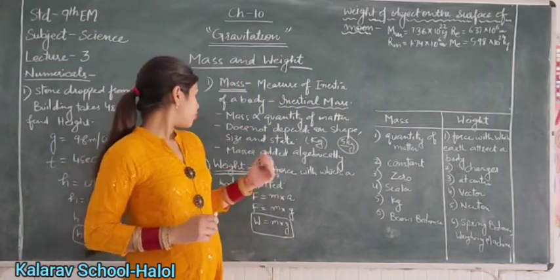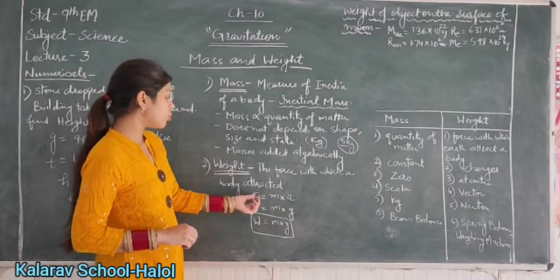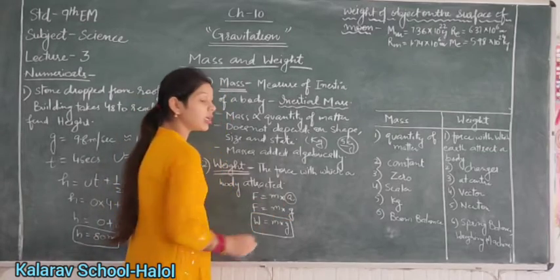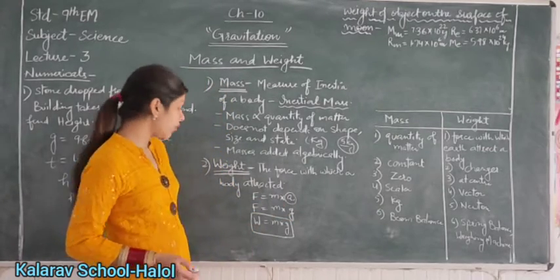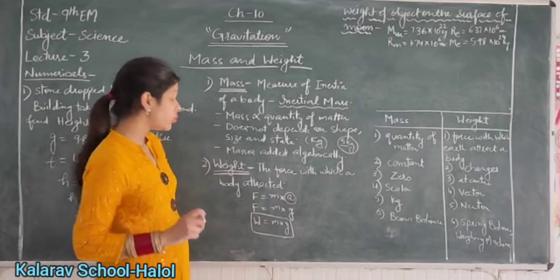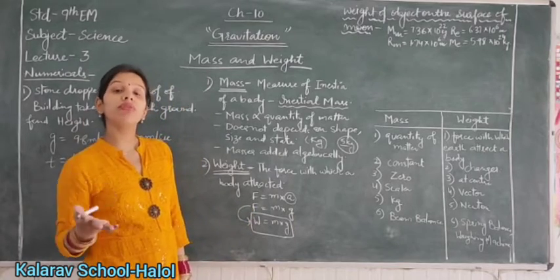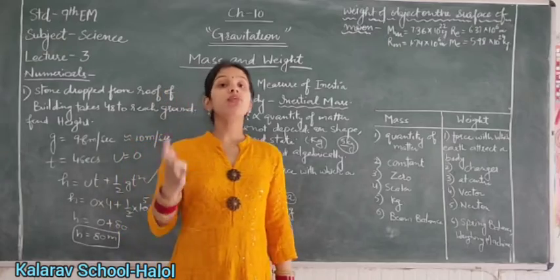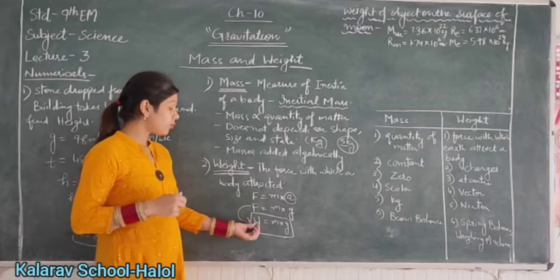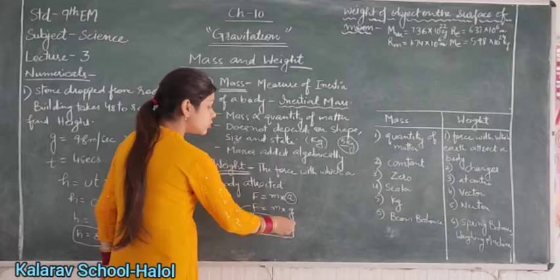Clear? From Newton's second law of motion, force is equal to mass into acceleration. Here I will not use that acceleration, I will use acceleration due to gravity. So force is equal to mass into g, where g is acceleration due to gravity. From the definition, the force with which a body is attracted toward the center of the earth is weight. So F changes to W, and we say W is equal to m into g.